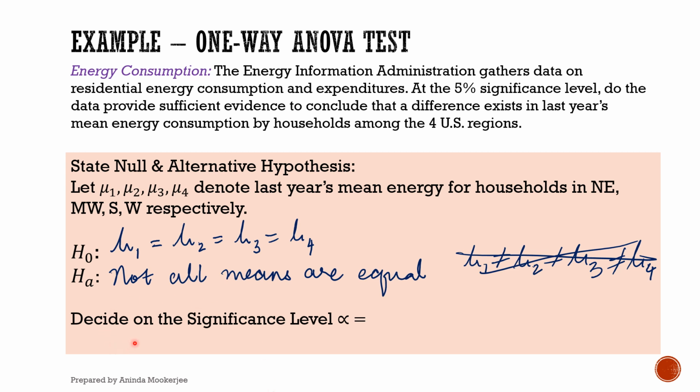Then it says decide on the significance level alpha. The question says at the 5% significance level, do the data provide sufficient evidence to conclude that a difference exists in last year's mean energy consumption by households and so on. So we are using the 5% significance level, therefore alpha is going to be 0.05. Okay.